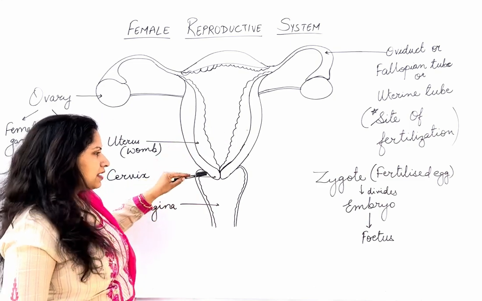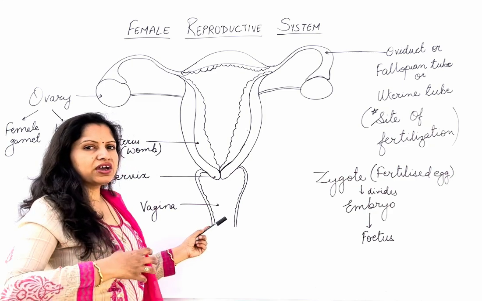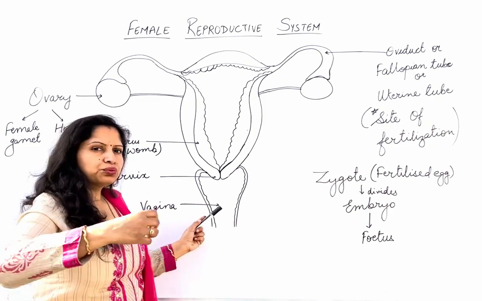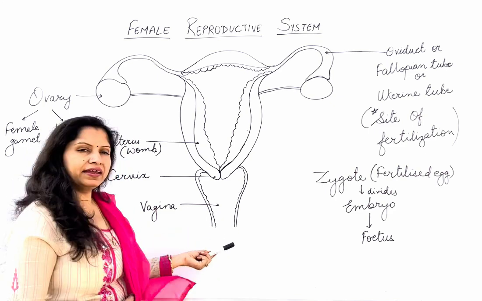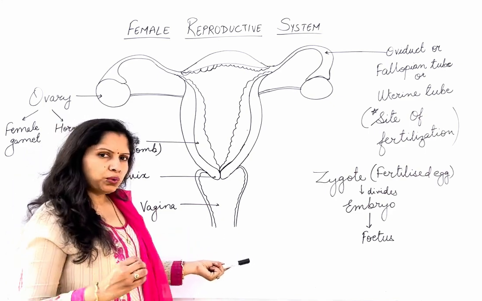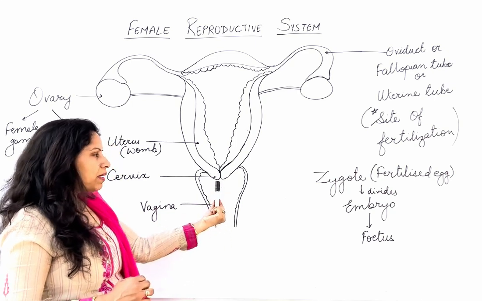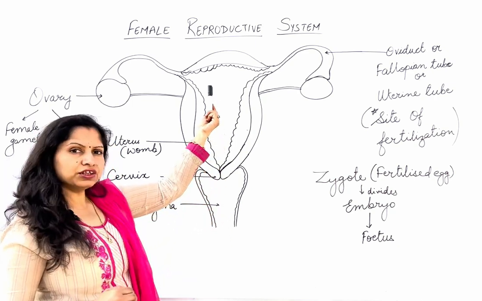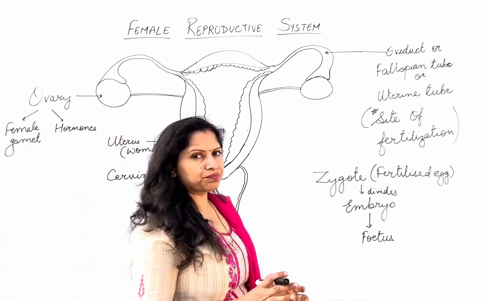The last part of the uterus is the cervix, which opens into the vagina. This vagina is the opening through which things are going to come out of the body, and it is connected with the external environment. When the sperms enter, they enter through the vagina, pass through the cervix, then enter the uterus, and then they reach the fallopian tube.